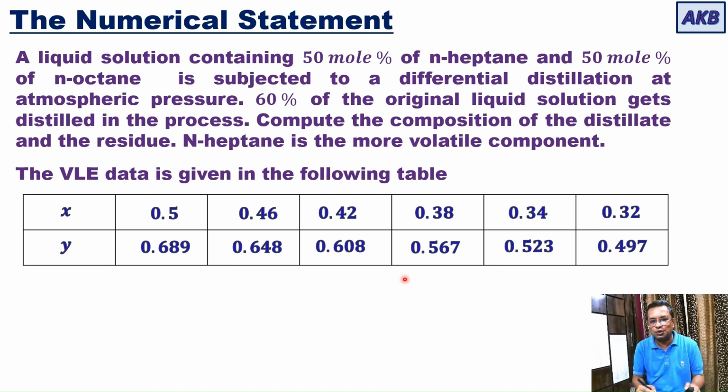So you have a liquid solution, and that liquid solution has two components in it: 50 mole percent of N-heptane, which is the more volatile component, and 50 mole percent of N-octane. This liquid solution is subjected to a differential distillation at atmospheric pressure. In this process, 60% of the original liquid solution gets distilled. If this is happening, we are supposed to compute the composition of the distillate and the residue. They have provided us the VLE data, and we are going to use this VLE data for getting our final answer.